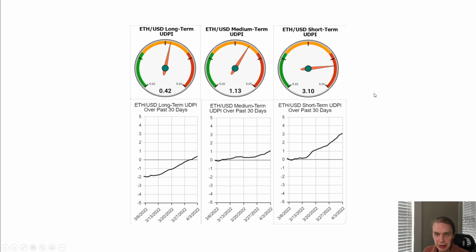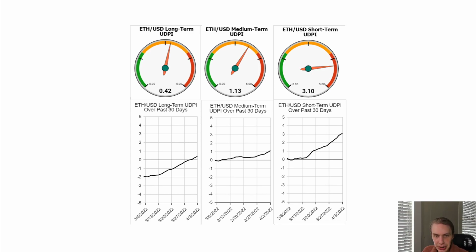Okay, so let's talk now about Ethereum being the other big asset in the crypto space. And Ethereum's actually been performing better than Bitcoin out of this reversal. So Ethereum's up over 60% from the lows, whereas Bitcoin's up only around 40%. And we can see some of that being reflected here.